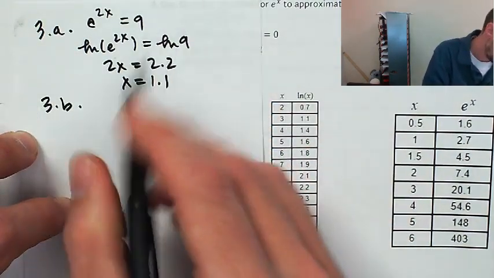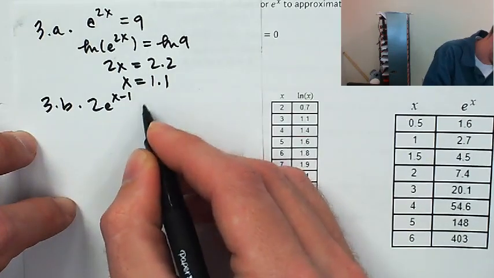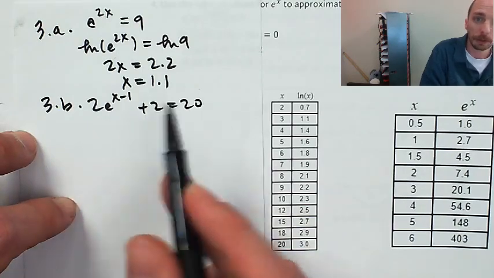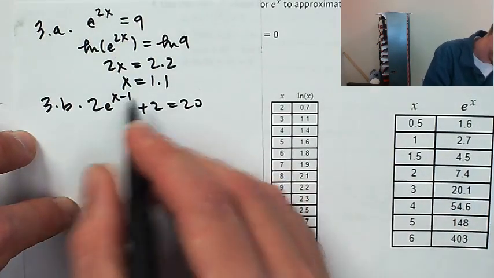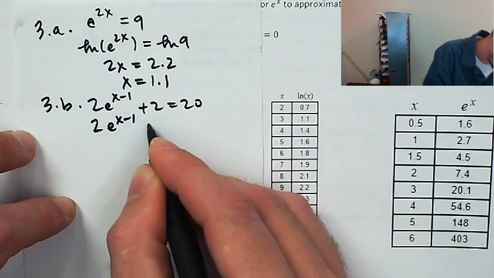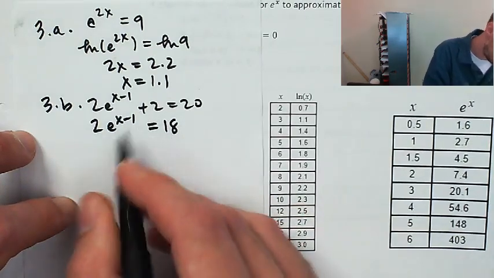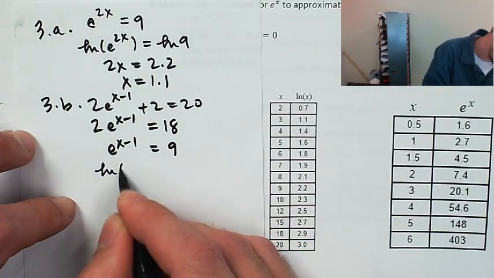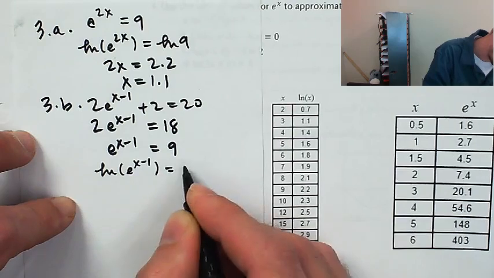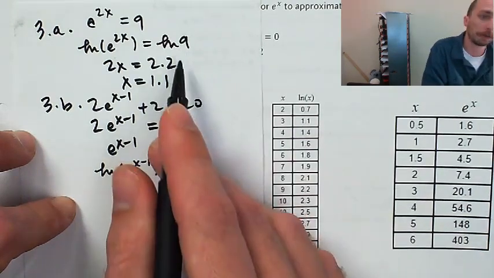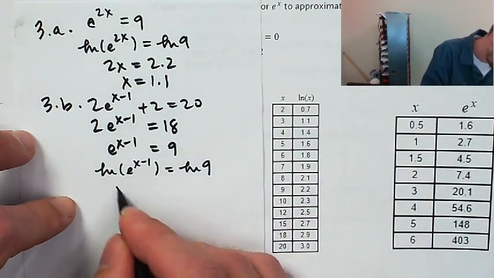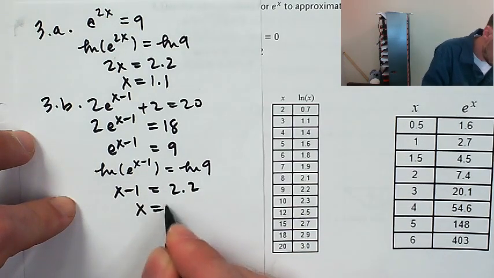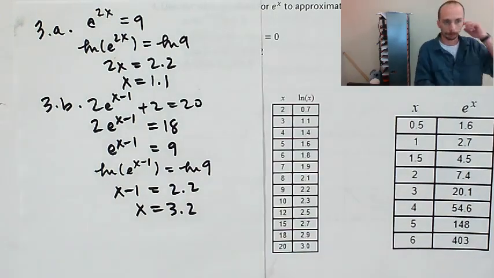All right, for 3b, I've got 2e to the x minus 1 plus 2 equals 20. Okay, so I need to isolate the exponential so I can take the log of both sides. So I'm going to subtract 2, divide by 2, take the natural log of both sides. Yeah, I just looked up the natural log of 9, that was 2.2. So I've got x minus 1 equals 2.2. I'll add 1 to both sides and I'll get x equals 3.2.